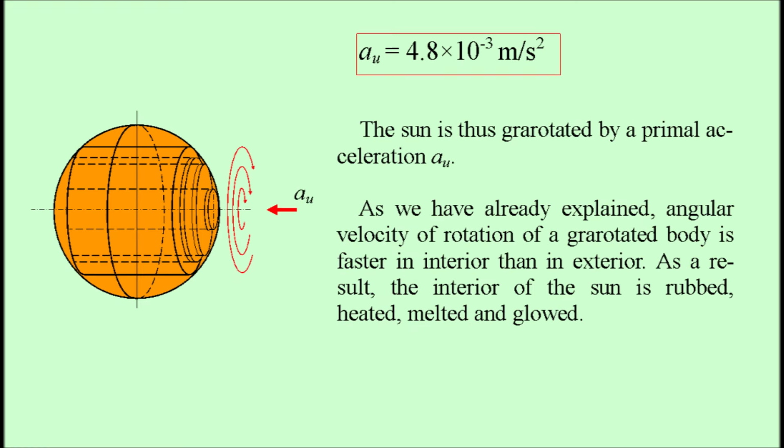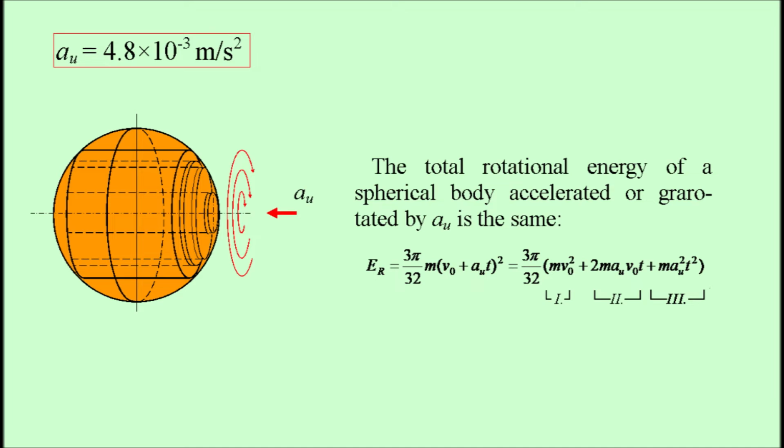The Sun is thus grarotated by a primal acceleration, AU. As we have already explained, the angular velocity of rotation of a grarotated body is faster in the interior than in the exterior. As a result, the interior of the Sun is rubbed, heated, melted and glowed. The total rotational energy of a spherical body accelerated or grarotated by O is the same.